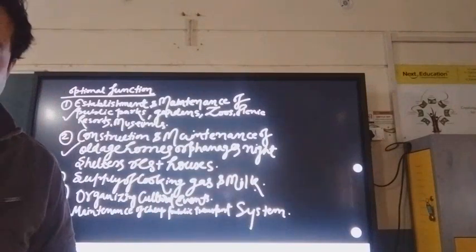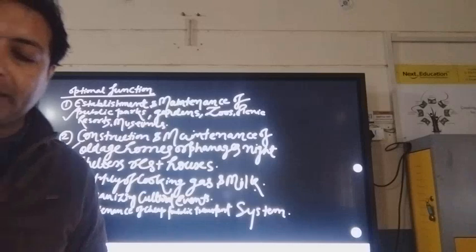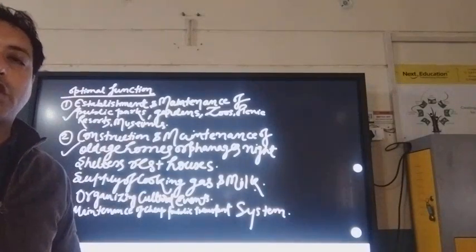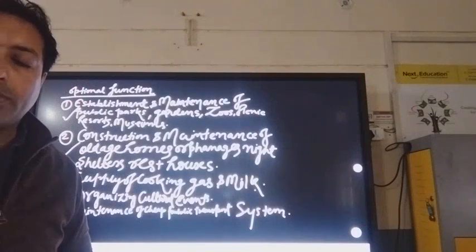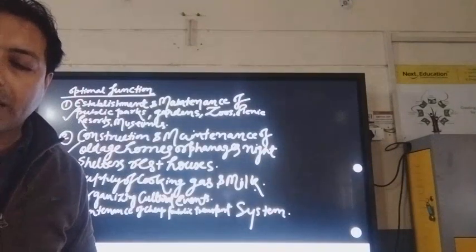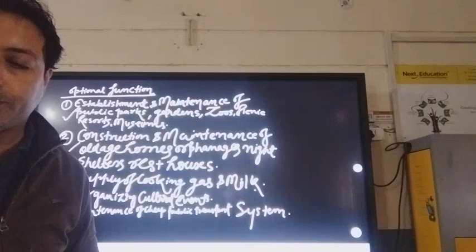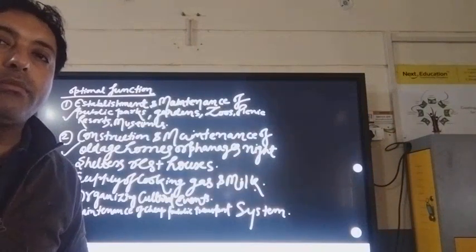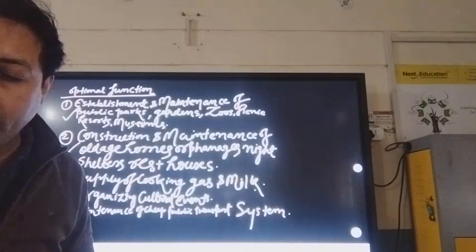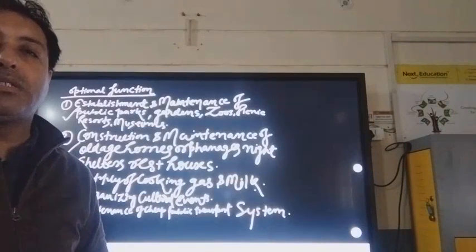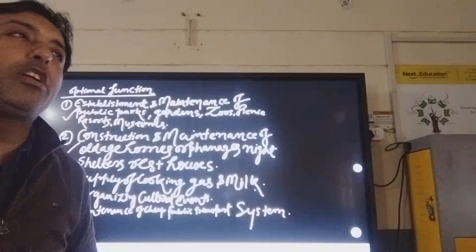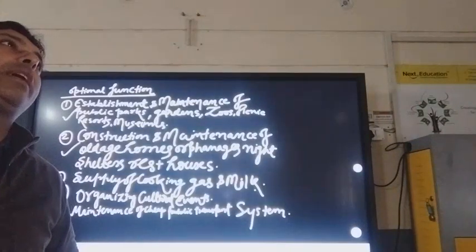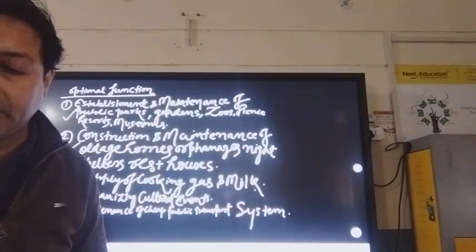See the first point given here, general body of the municipal committee. The members of the general body of the municipal committee are called councillors. They are elected from municipal wards. Wards you know very well. The number of members depends on the population of the city. जो members होते हैं वो किस पर depend होते हैं? City के population. ठीक?